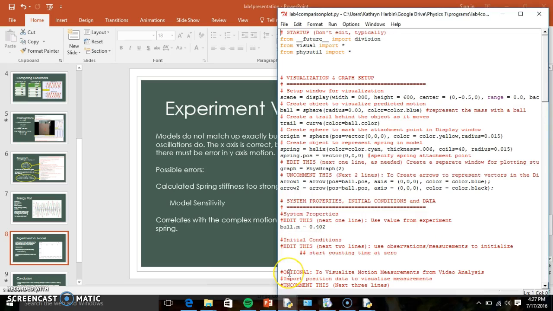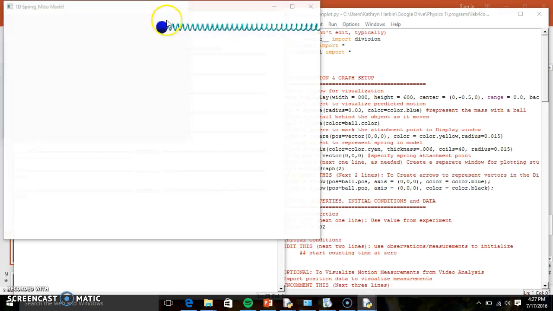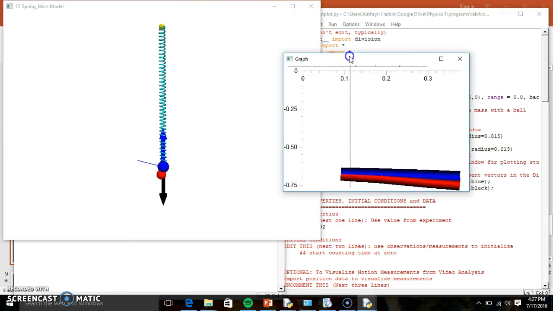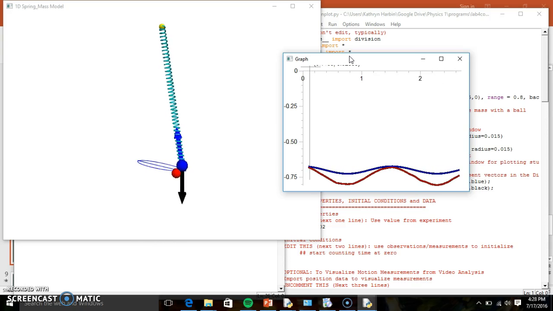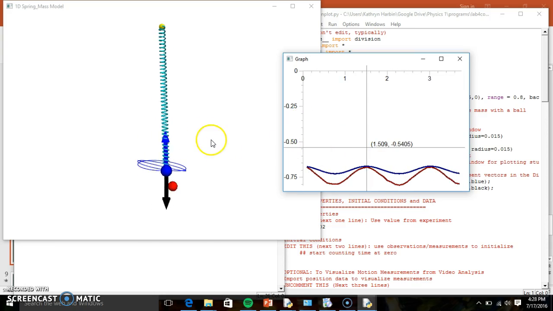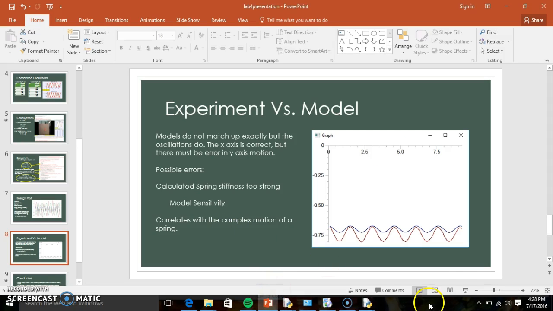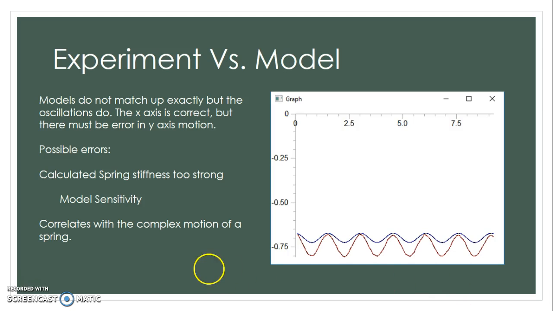We can then run our models side by side with the experimental data, which is shown in red. We can see that the motion is pretty similar, however the position is a little bit off. We see that the models do not match up exactly, but the oscillations do. The x-axis is correct, but there must be an error in the y-axis motion. The most obvious error that could be occurring here has to do with the spring stiffness, which we calculated. It seems that it is too strong.